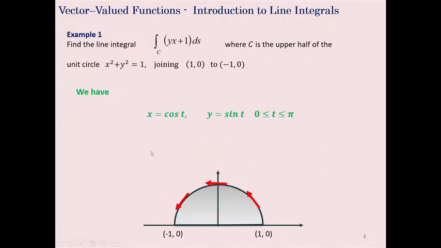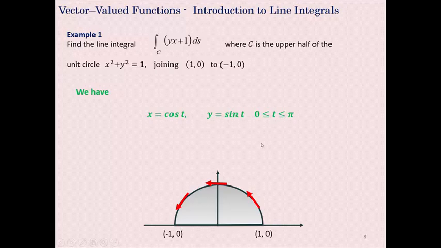Now back to this example. The center of the circle is 0, 0. So using the formula you have just seen, with radius equals to 1, we have this pair of parametric equations, cosine t, sine t for x, y respectively. Be careful about the range of values of t. Here we are talking about going from 1, 0 to minus 1, 0. And it's a semicircle. So t will go from 0 to pi.